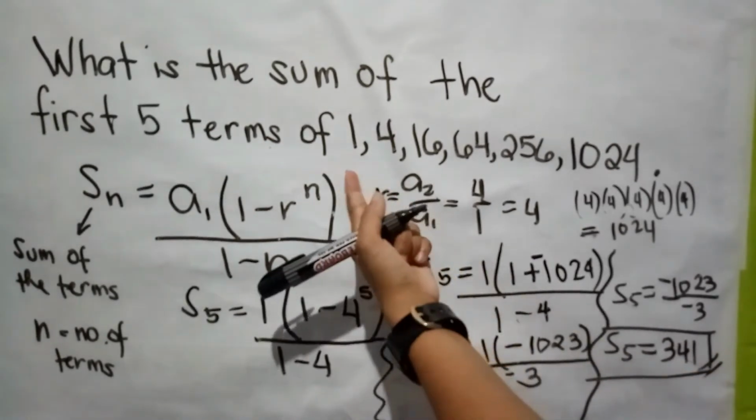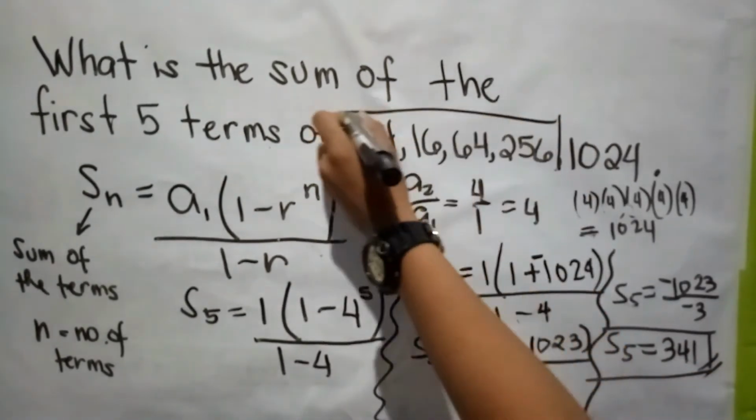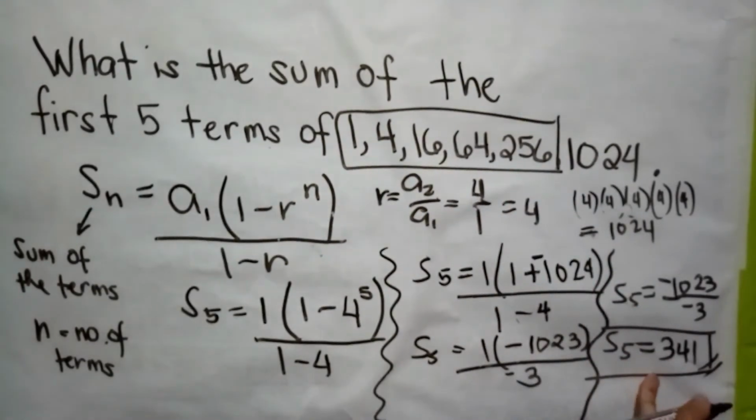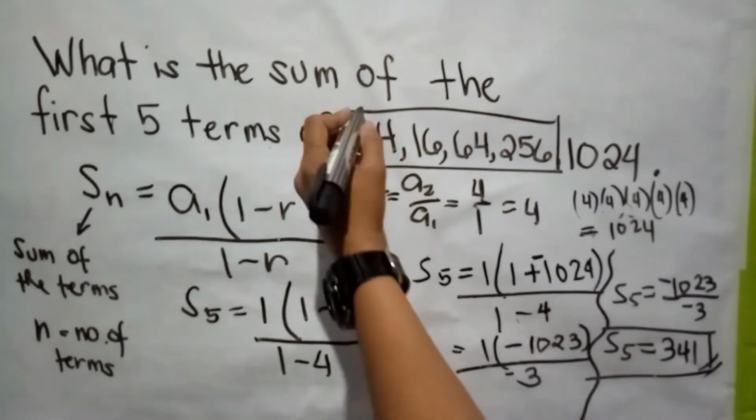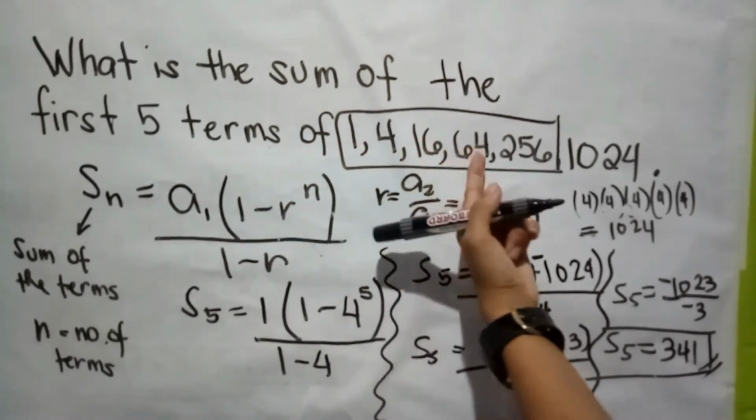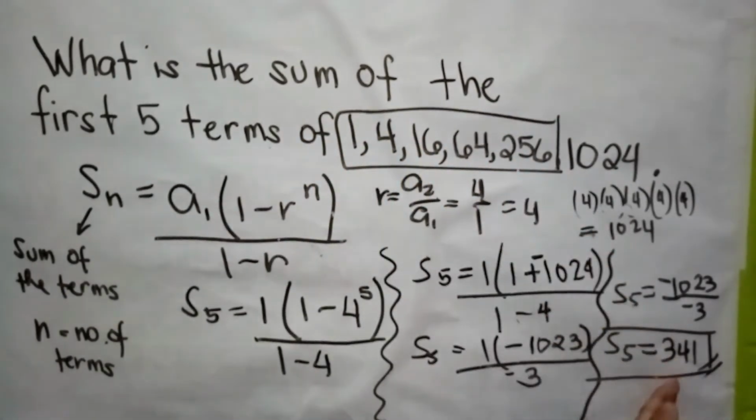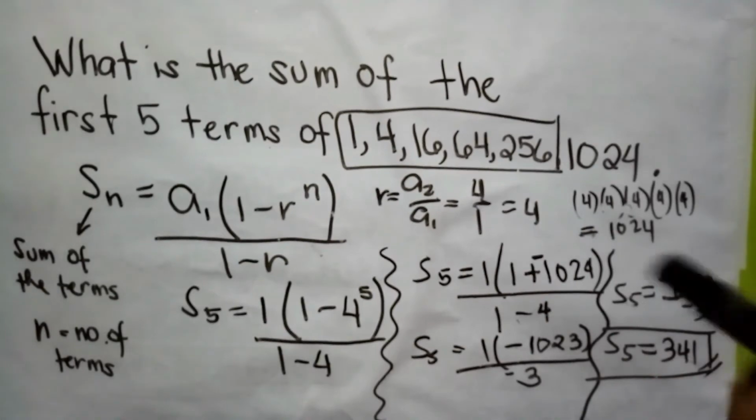Therefore, the sum of the first 5 terms is equal to 341. If you add this, 1 plus 4 plus 16 plus 64 plus 256 is equal to 341.